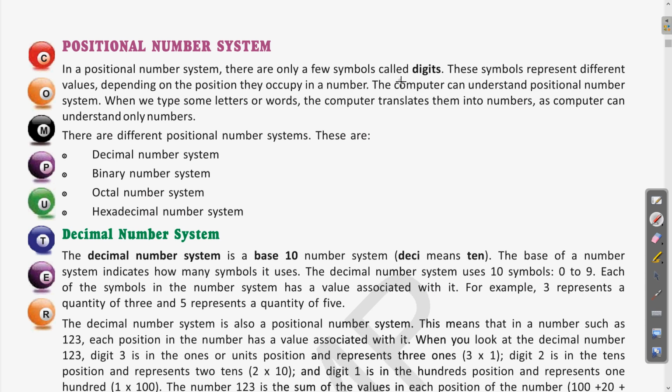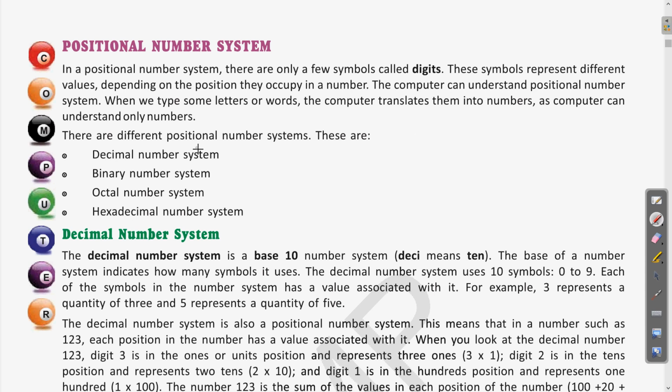And which positional number system is being used in the computer? The binary number system. Whatever we write, characters or anything, all of these are translated into numbers only, that is 0 and 1. Clear? So in computers, all the characters, your name, any type of data, is saved in the form of the binary number system, that is 0 and 1.